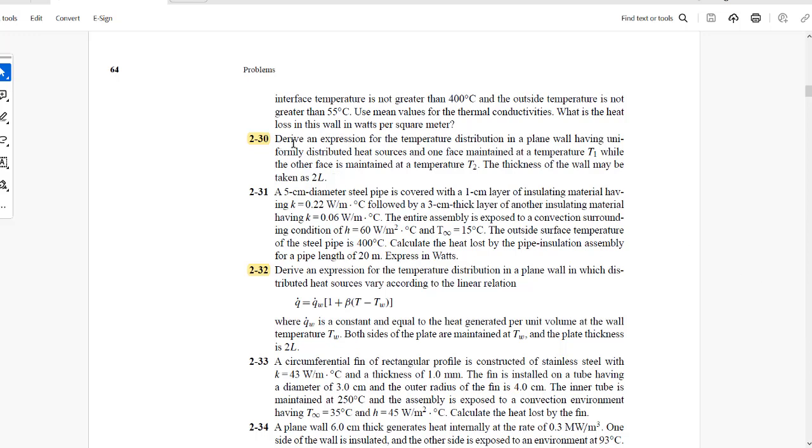It says: derive an expression for the temperature distribution in a plane wall having uniformly distributed heat sources and one face maintained at the temperature T1 while the other face is maintained at the temperature T2. The thickness of the wall may be taken as 2L.